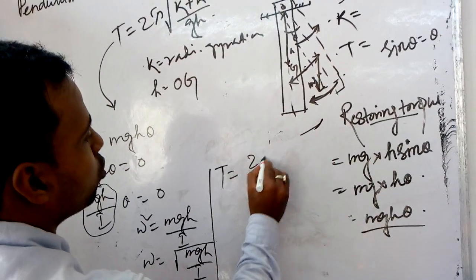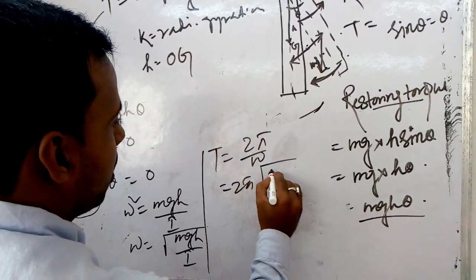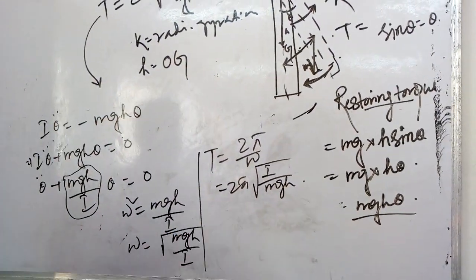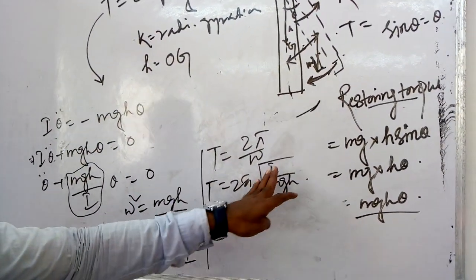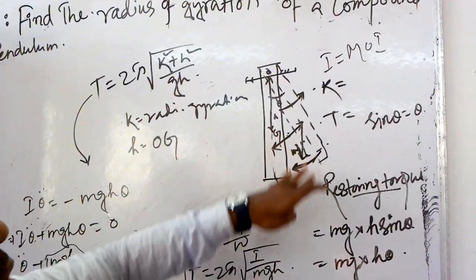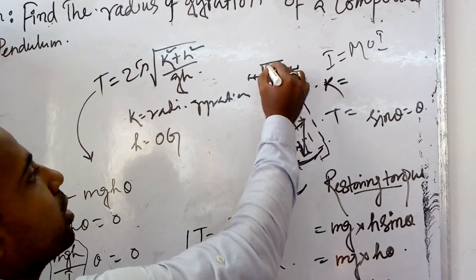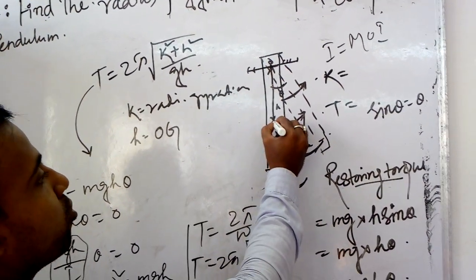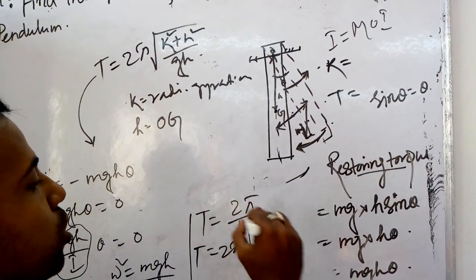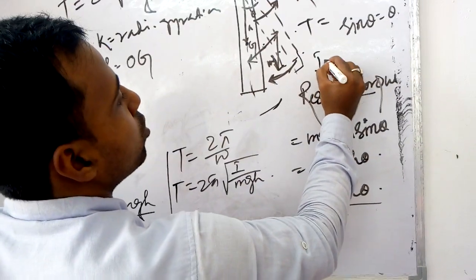You all know the time period equals 2 pi by omega, so this will be 2 pi root under I by mgh. This is the relation. Now what is this I? This I is the moment of inertia of this pendulum about this axis, about this point of suspension. So we need to find the moment of inertia of this pendulum from its center of gravity. For that we will use the parallel axis theorem.